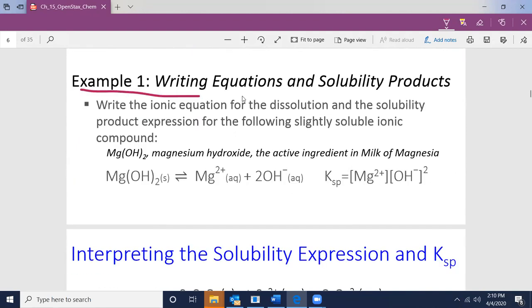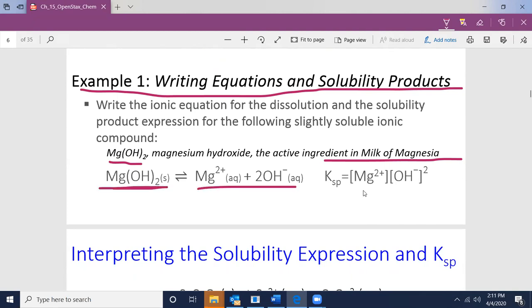So writing equations and solubility products. Let's write the ionic equation for the dissolution and the solubility product expression for the following slightly soluble ionic compound. They are talking about magnesium hydroxide, which is slightly soluble, the active ingredient in milk of magnesia. If you look at that solid and it goes into dissociation, I expect that the KSP value should be a small number. But what is that number? That's what I'm trying to do.